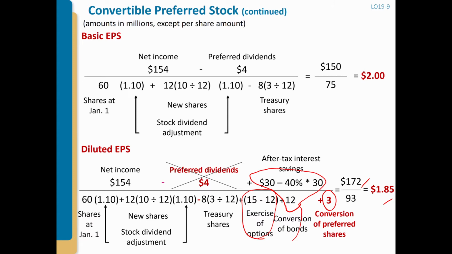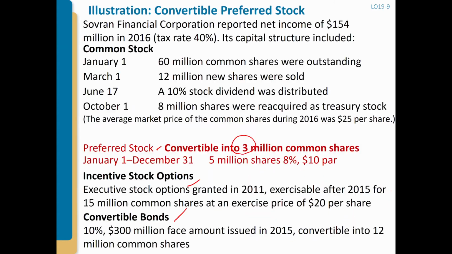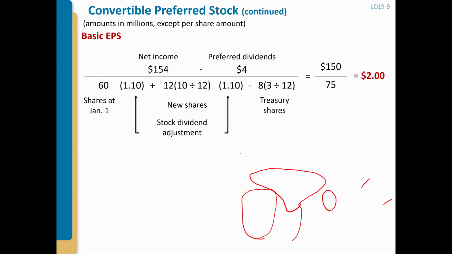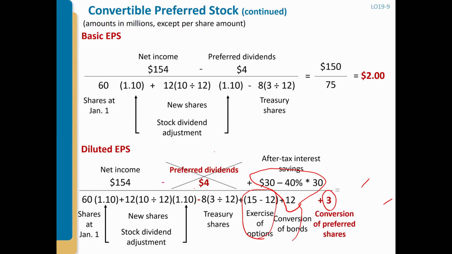Any other questions? Where did you get that 3 million? Is it from the preferred stock convertible into 3 million common shares? Yeah, exactly. Got it. Any other question? So we don't have to do anything on the top, on the numerator, like the preferred stock? We don't need to subtract it from the income, right?